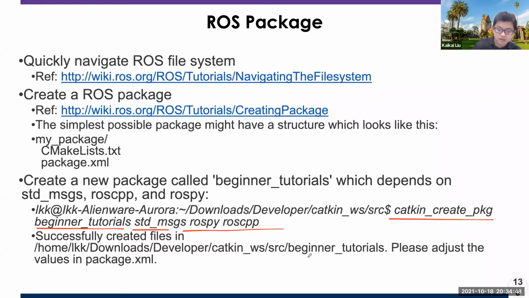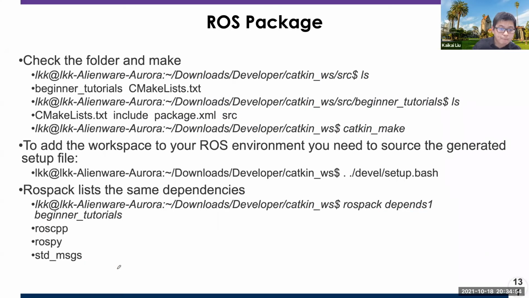Then you will create files under this folder. You can set up packages in the package.xml. You can see this folder, CMakeLists. Then you can do catkin_make to create your project. Then add the workspace to your ROS environment using this setup. You can also use rospack list to see what kind of package dependencies you have. You can see this is some of the package dependencies.